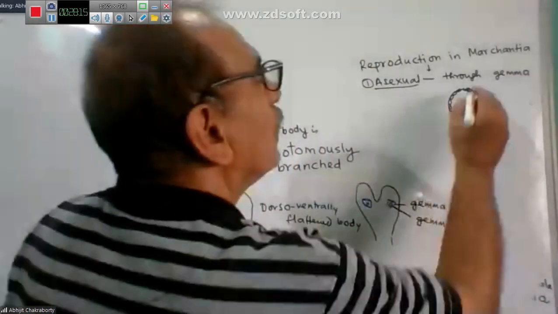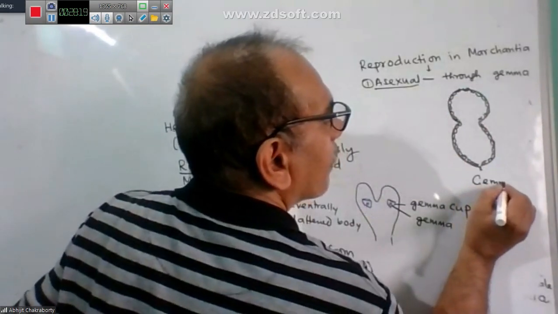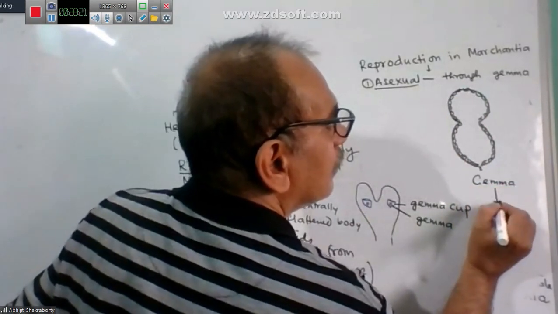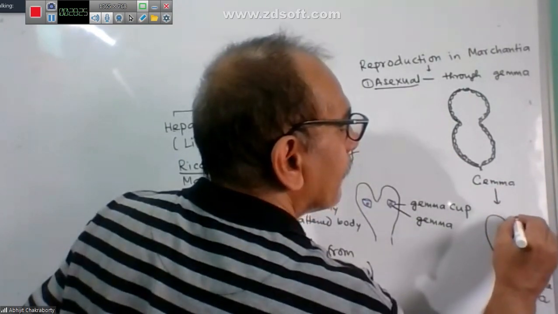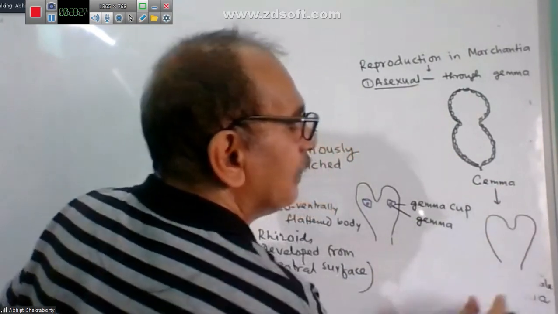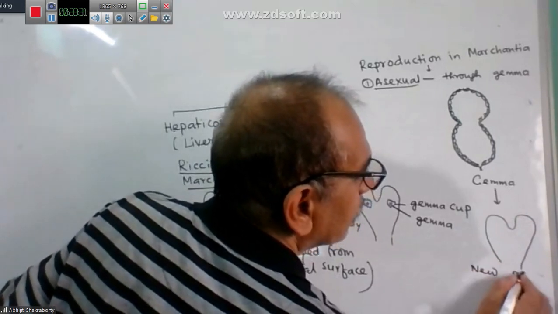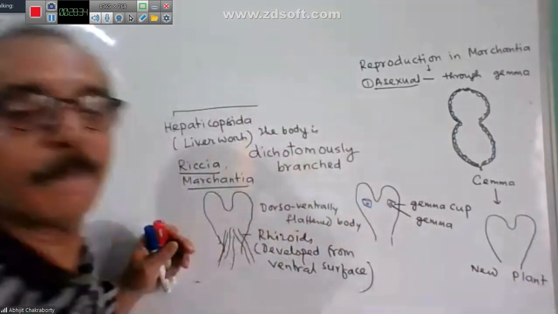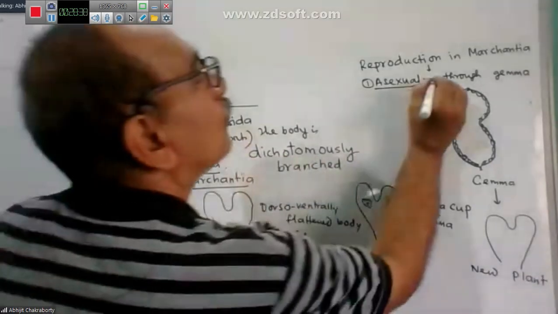So here there are a lot of gemmae, and this is a gemma. Then it germinates to form a new thallus, a new plant. This is one way of asexual reproduction, through gemma.